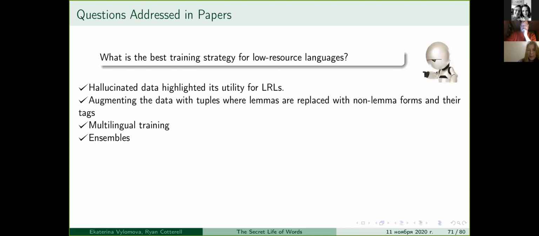Of course, many teams tried to improve their low resource language performance. They found that hallucinated data helped, augmenting the data with tuples where lemmas are replaced with non-lemma forms also helps, and multilingual training, and of course, ensembling.